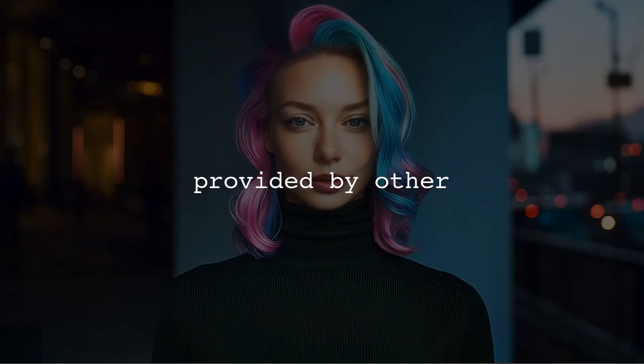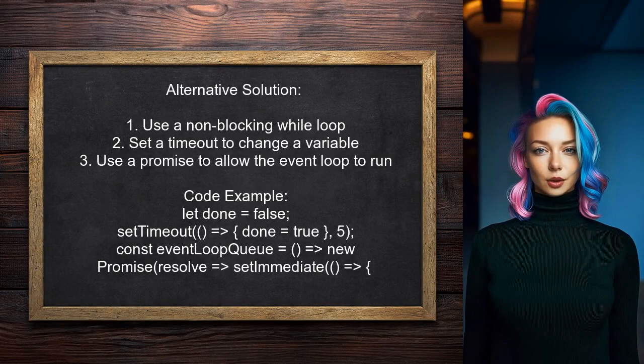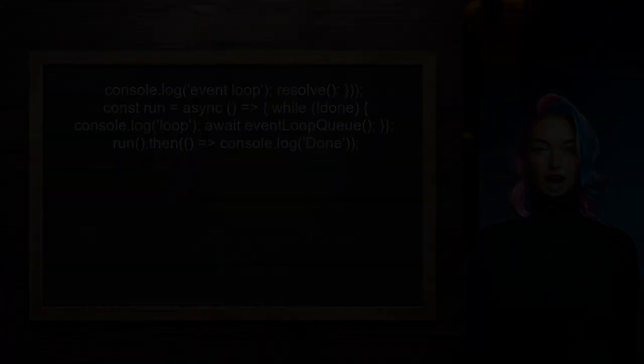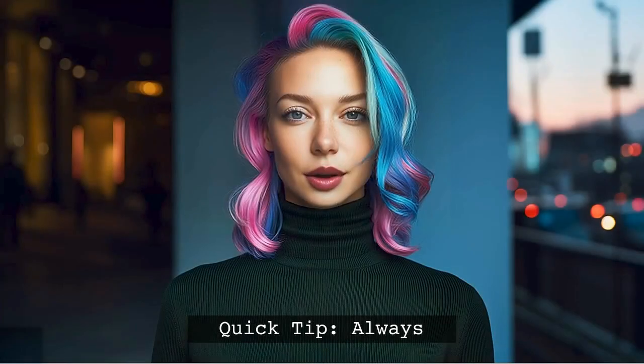Now let's look at the answers provided by other users. This user offers a non-blocking while loop solution. They set a timeout to change a variable after a short delay. Inside the loop, they use a promise to allow the event loop to run, printing loop continuously until the variable changes. Here's the quick tip I promised.